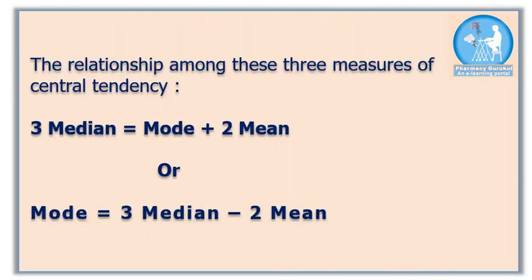Another important thing you must remember is the relationship among these three measures of central tendency. The relationship between these three measures can be written as 3 median equal to mode plus 2 mean, or mode is equal to 3 median minus 2 mean.